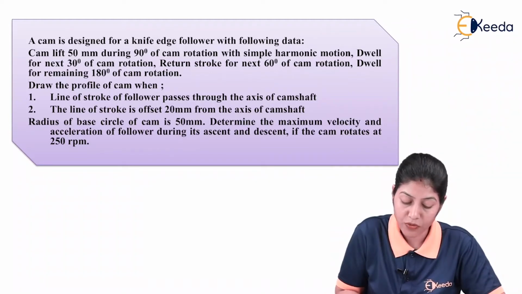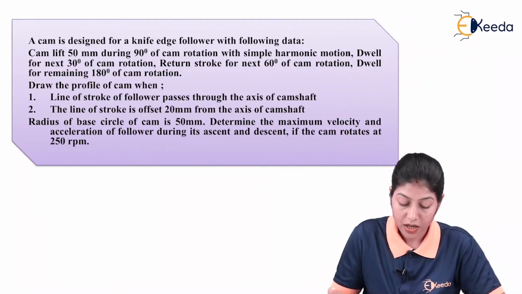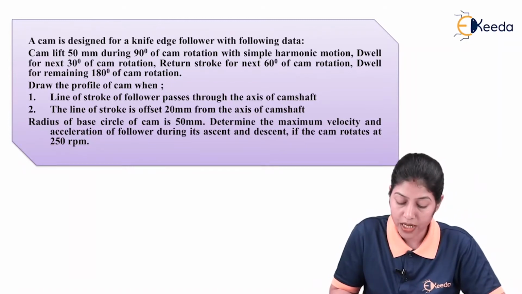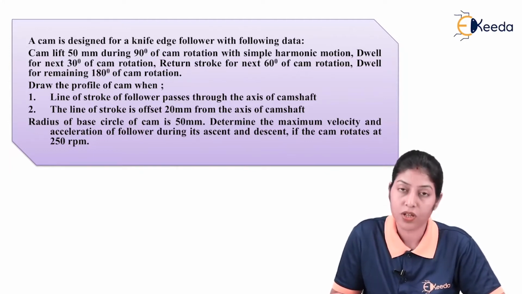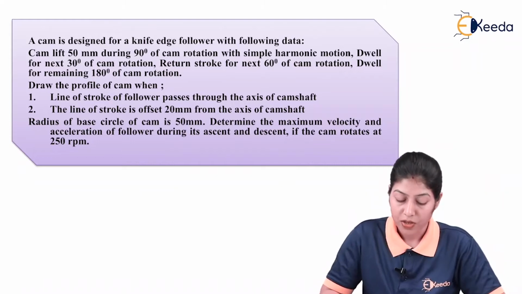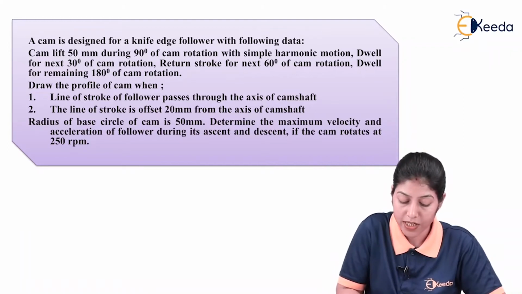Now we have to draw the profile of the cam for different condition when the line of stroke of the follower passing through the axis of the camshaft and the line of stroke is offset 20 mm from the axis of the camshaft. So for these two conditions we have to draw the profile of the cam. Now some more conditions are also given. The radius of the base circle of the cam is 50 mm. Determine the maximum velocity and acceleration of the follower during its ascent and descent if the cam rotate at 250 rpm. So this is a numerical which is related to radial cam, and the follower which is in contact with the cam is the knife edge follower.